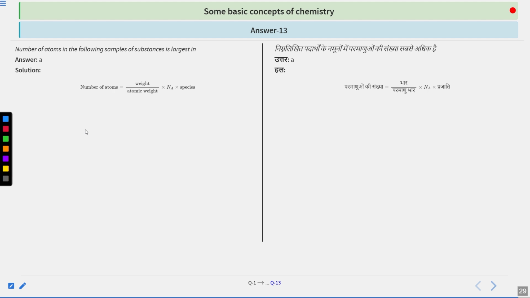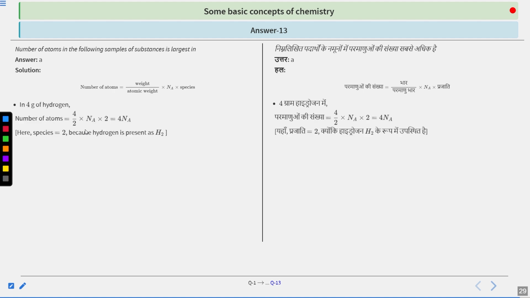So what is the number of atoms? Weight by atomic weight into Na into species. Very simple. For 4 gram of hydrogen, first we divide 4 by 2 to get the number of moles, and then we multiply it by Na and by 2, because each hydrogen molecule has 2 hydrogen atoms. That will give you 4 Na. Clear? So here the species is equal to 2 because hydrogen is present as H2. It is also mentioned here.